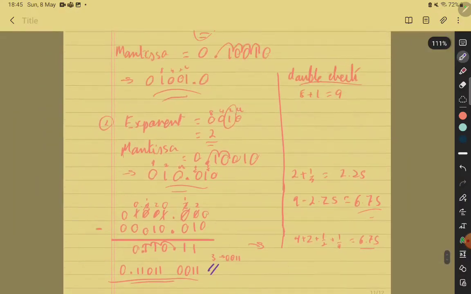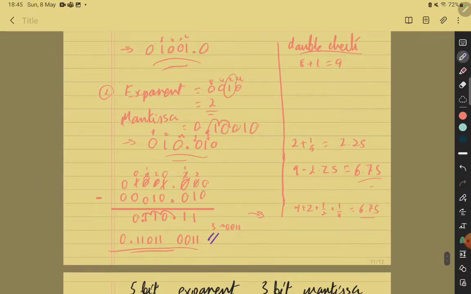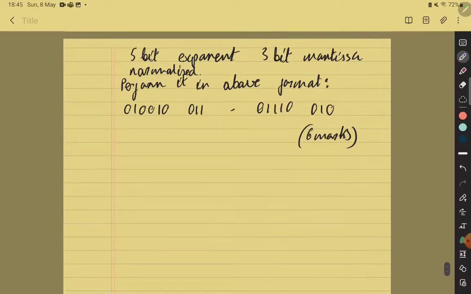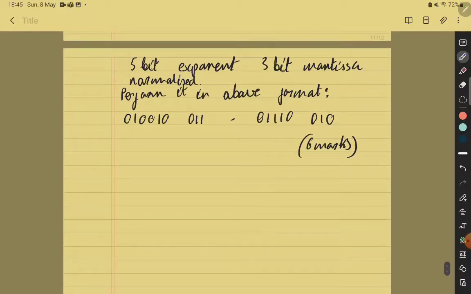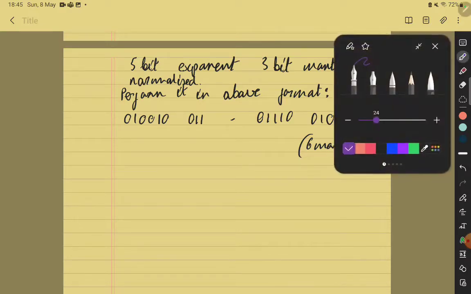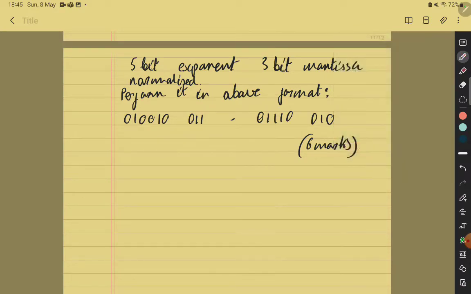Now, this was with regular binary subtraction. However, there's an easier method. So now, pause the video and attempt to do this question using 2's complement subtraction. Okay, so here's the answer.